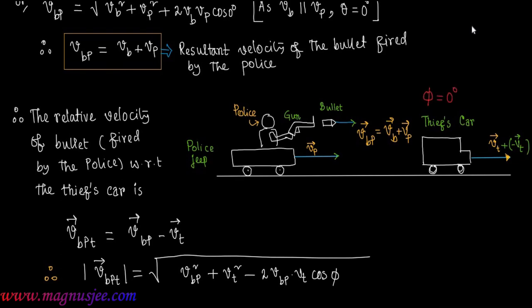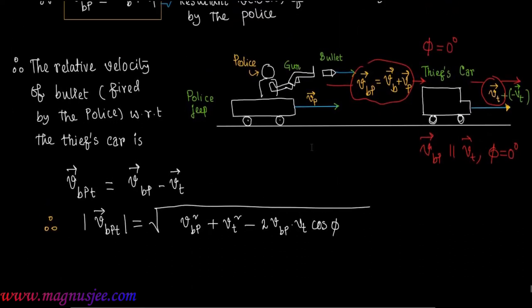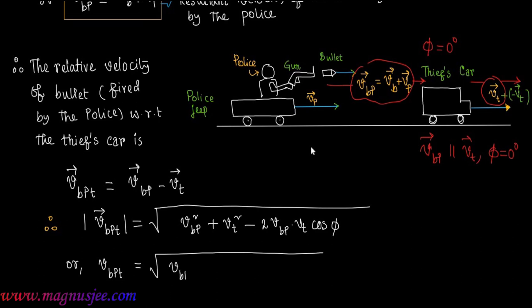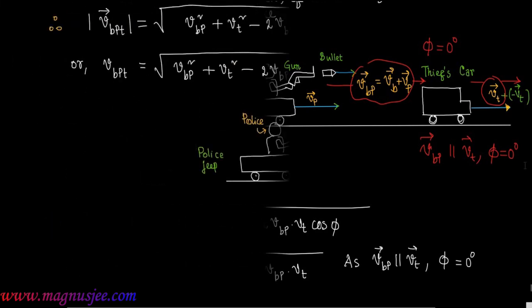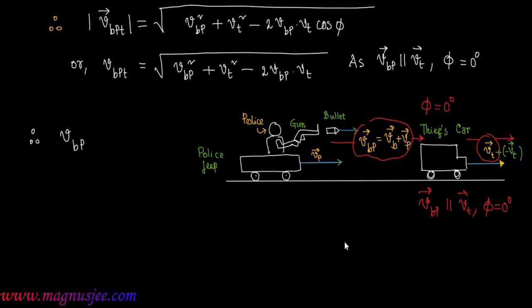In the diagram, phi equals 0 degree. That means vector VBP is in the same direction as vector VT. That means vector VBP is parallel to vector VT. That's why phi equals 0 degree. So VBPT is equal to root over VBP square plus VT square minus 2VBP VT cos 0 degree, where cos 0 degree is 1. As vector VBP is parallel to vector VT, phi is equal to 0 degree. The resultant velocity of the bullet fired by the policeman is parallel to the velocity of the thief.